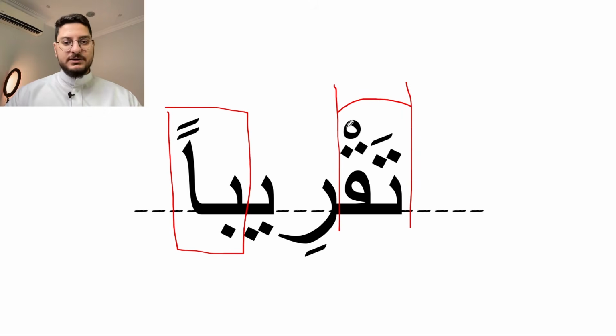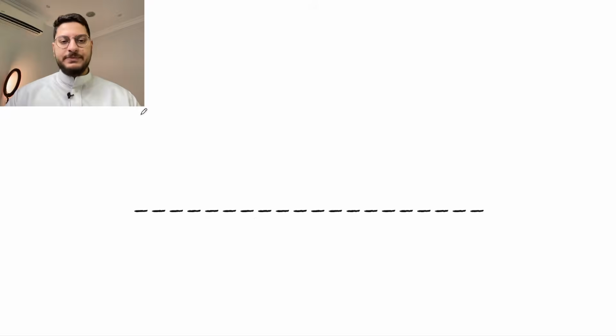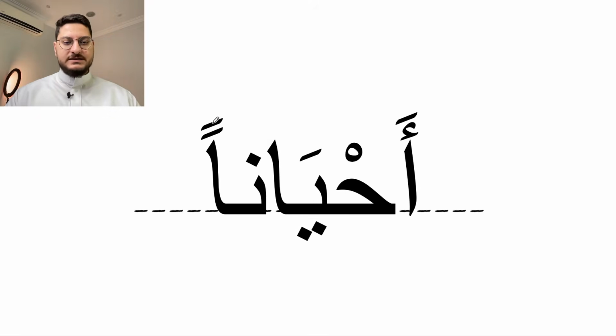Taq or tag, and then ri. So this is a long vowel. I just forgot to make it in orange. Ri ban. Taqriban, which means approximately. Taqriban. One more example. Again, notice I have this shape at the end.